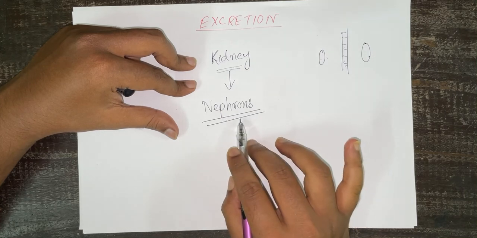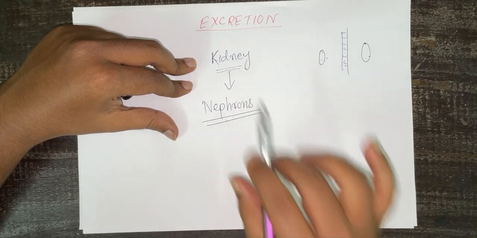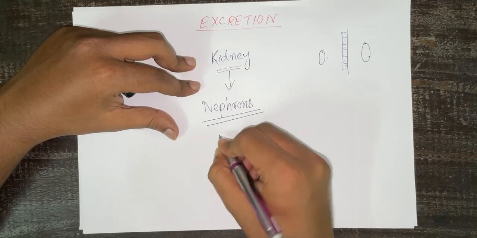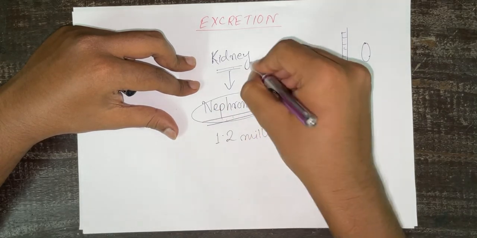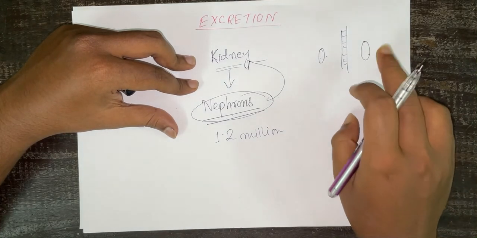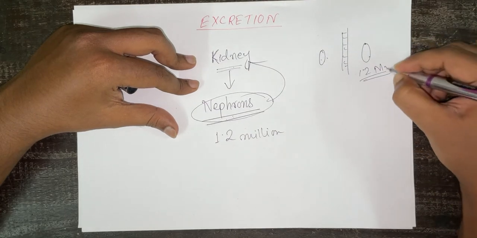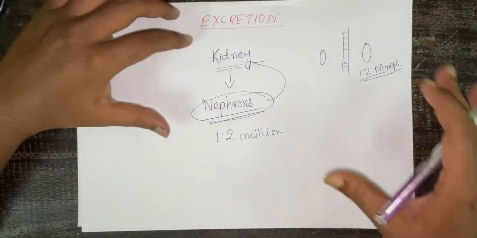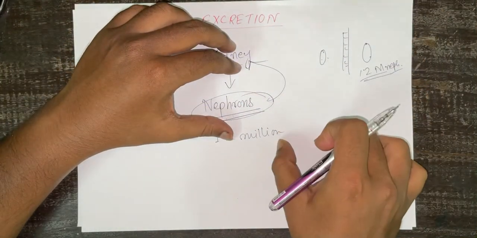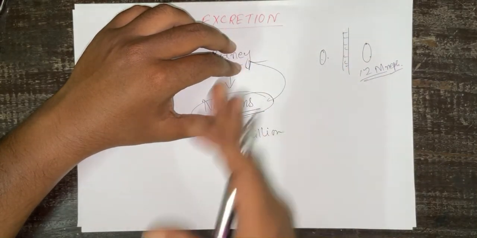Now, how does the filtration process take place? What are nephrons? What do they look like? Nephrons are very minute, very tiny parts of the kidney, and there are about 1.2 million nephrons present in one kidney. So we have two kidneys, and in each kidney 1.2 million nephrons are present. Okay, so what does the nephron do? How does it work? The blood that is passed on from the body into the kidney is passed on inside the kidney to the nephron. So let's see how the nephron works.